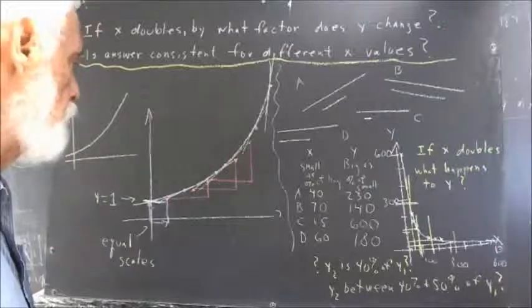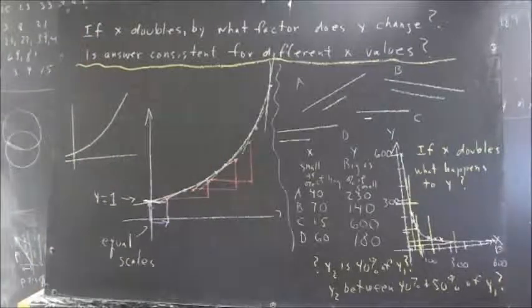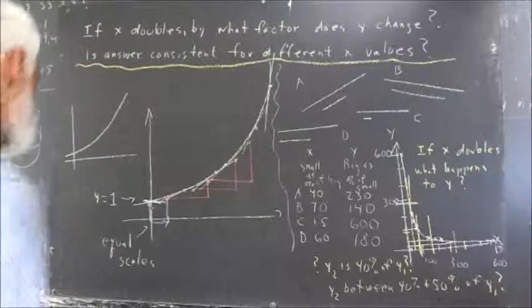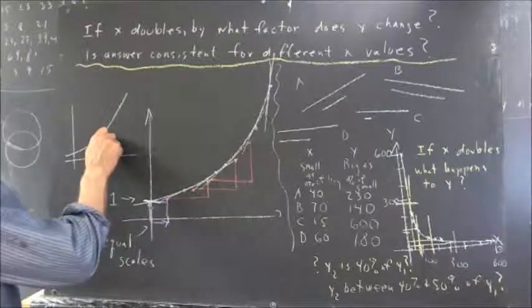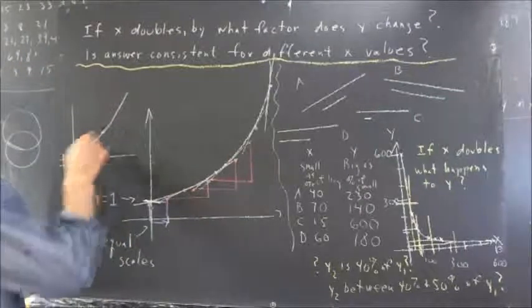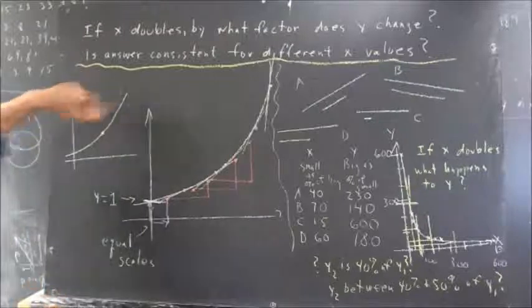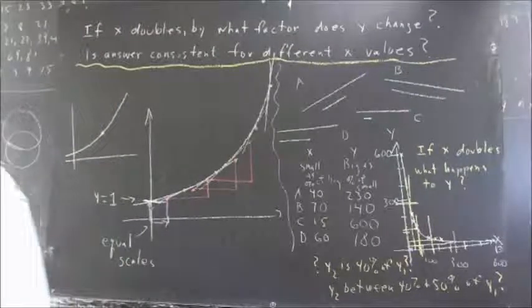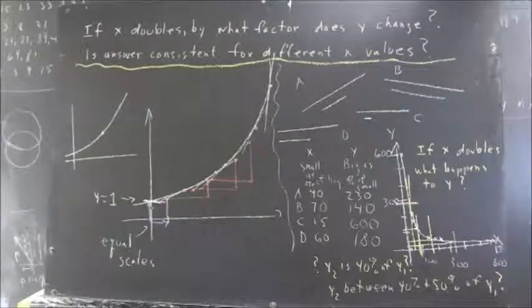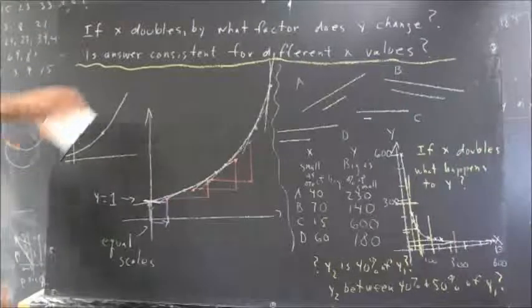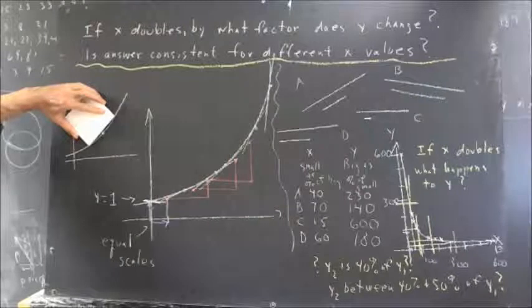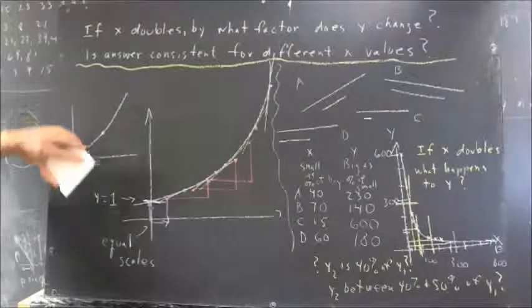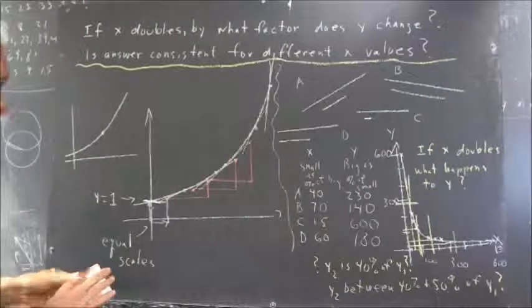A tangent line, for anybody who's not sure, is tangent to the graph at a point. So here's a point on this graph. Now the tangent line to the graph at that point would be a line that just touches the curve at that point. Okay, we don't want the line to cut through the curve.